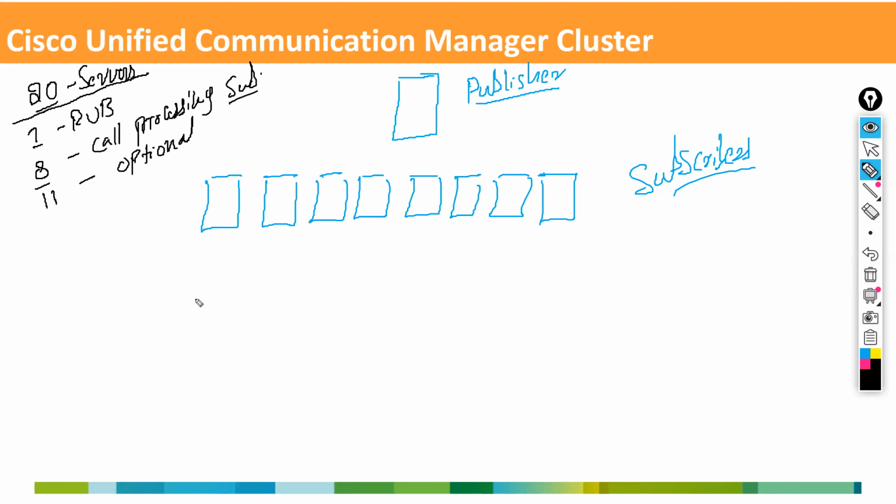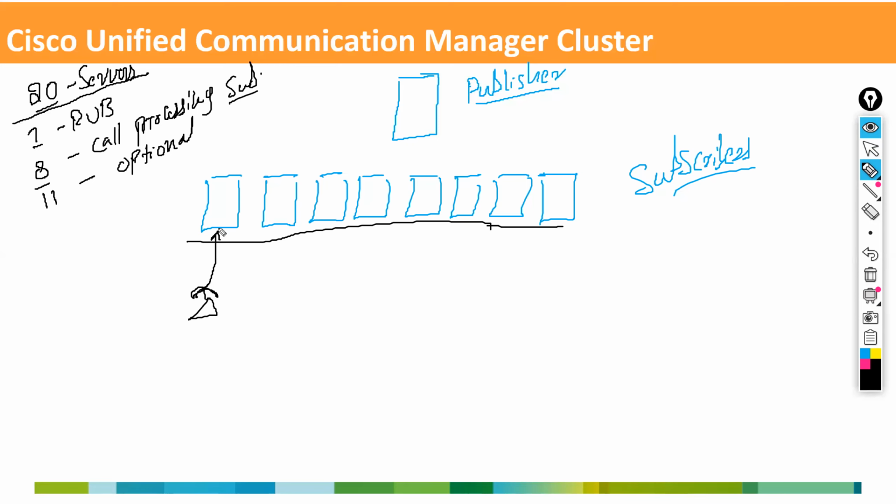It means now you have IP phones, right? You have an IP phone. Always we register the IP phone on the subscribers. Where do we register the IP phones? On subscribers, not on a publisher. Always IP phones get registered on a subscriber server. Clear? Now, out of 20 servers, 8 servers will act as call processing subscribers.